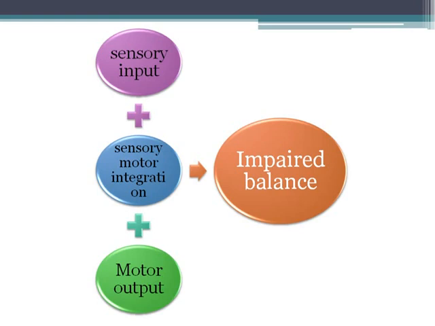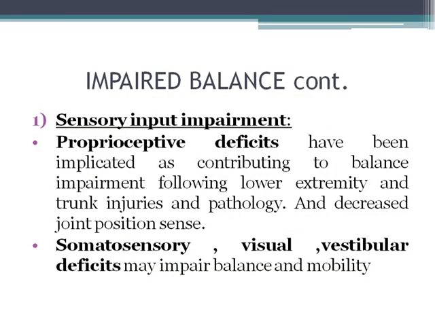Now we are talking about the first, sensory input impairment. Proprioceptive deficits have been implicated as contributing to balance impairment following lower extremity and trunk injuries and pathology, and decreased joint position sense. If anyone has a problem in the lower extremity or a trunk injury, it results in proprioception deficits. So ultimately a sensory input impairment occurs, and it results in impaired balance. Another is visual and vestibular deficits, which again result in sensory input impairment and impaired balance.